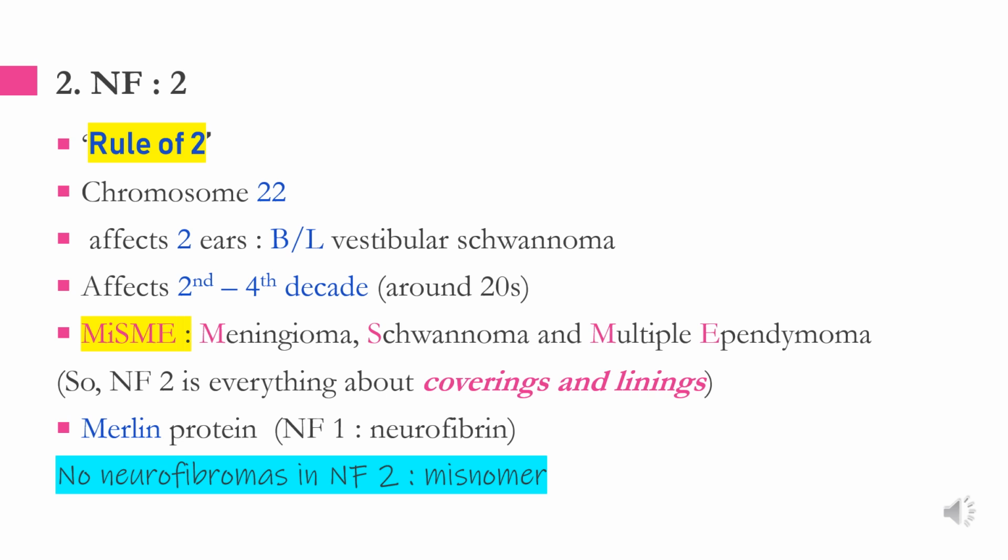Now, third thing to remember that MISME or NF2 is everything about coverings and lining. So, in case of meningioma, meninges is your covering of brain, schwannoma is your covering of peripheral nerves or nerves, and ependyma are the cells which line the ventricular cavity. So, if you remember that NF2 is everything about coverings and linings, this will help you to remember that Miss Me M is nothing but meningioma and not your medulloblastoma or something else. So it will help you to rule out the options in case of some questions.